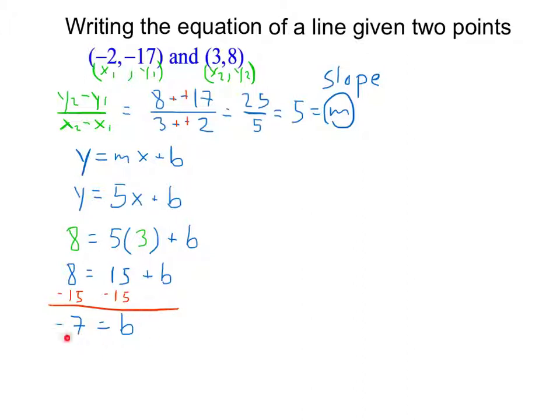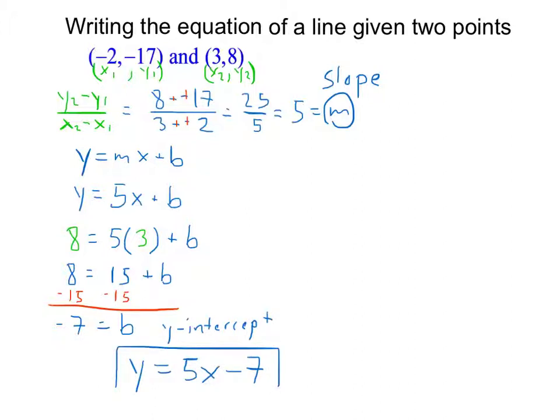Now I'm going to combine all of this information: the slope is 5 and b is -7. This is the y-intercept. I'm going to combine that and write the equation of the line. And here we go, y equals 5x minus 7.